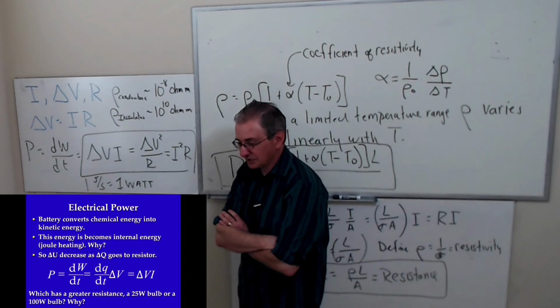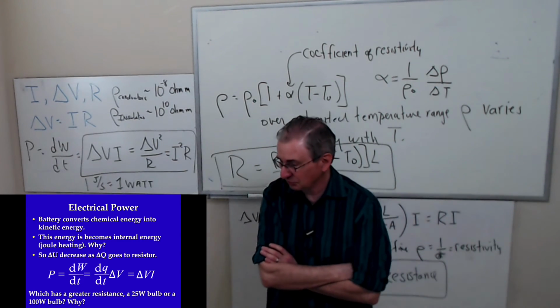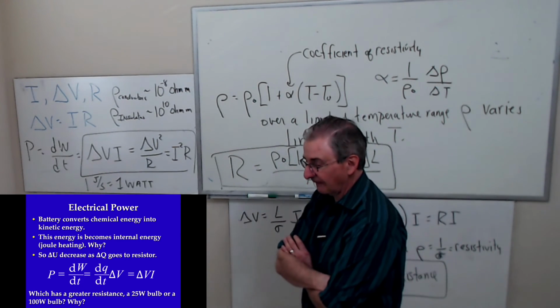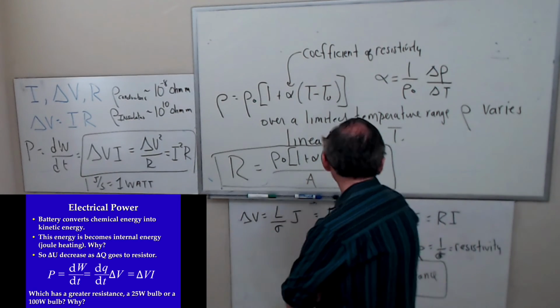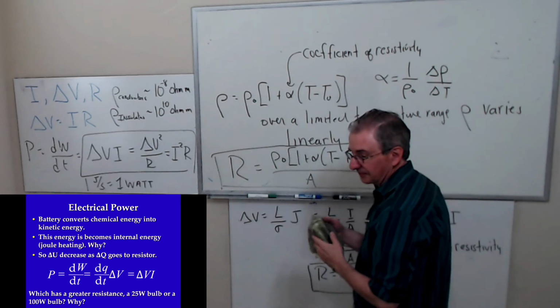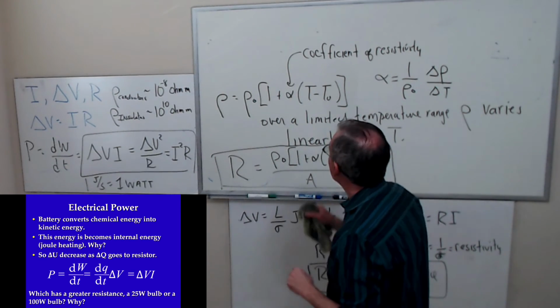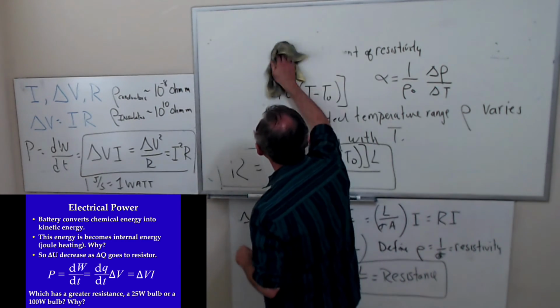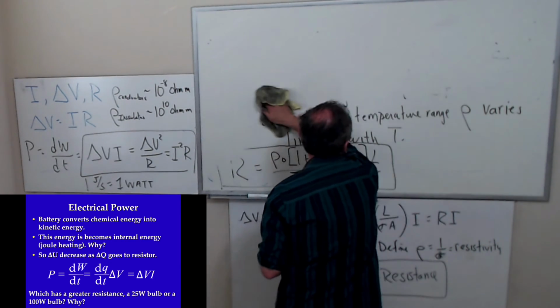This is a practical question because you deal with this in your house. Which bulb has a higher resistance? The one with the lower power? The one with the lower power has a higher resistance. That's true. So the question is why?